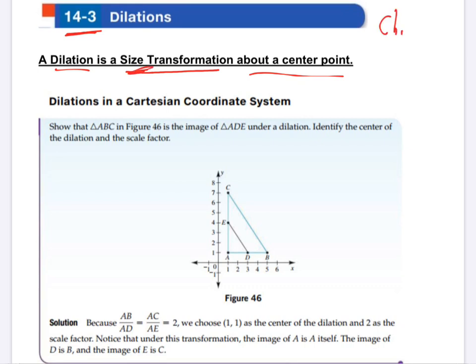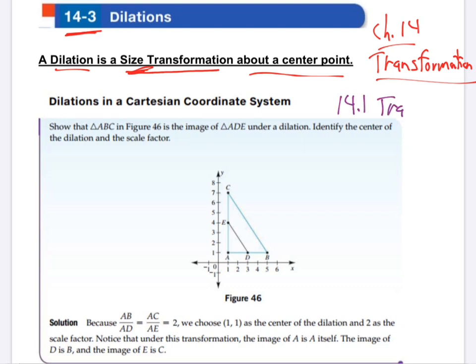This chapter 14 that we're in right now has been all about transformations. Transformation, how we change things, size, shape, things like that. 14.1 was translations. Translations, that's a kind of transformation. That's a movement, when you move something. And it was also about rotations. So in 14.1, we did translations and rotations.